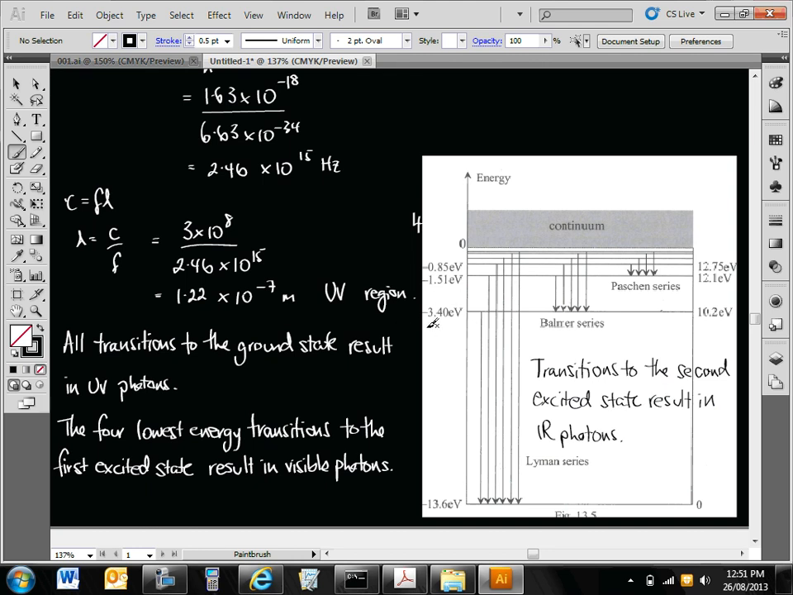It's not necessary to remember these numbers here, but it is necessary to remember the Lyman series result in UV ray photons. Balmer, mostly visible photons. The Paschen, infrared photons.